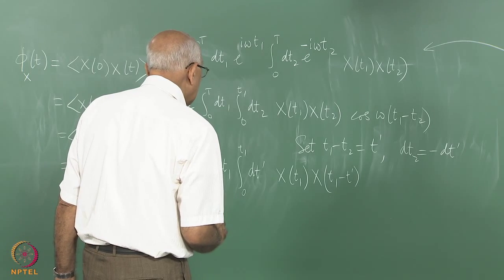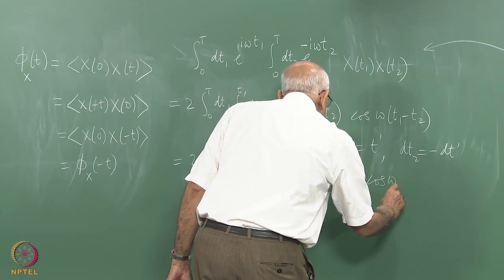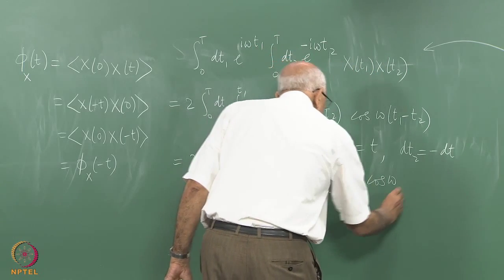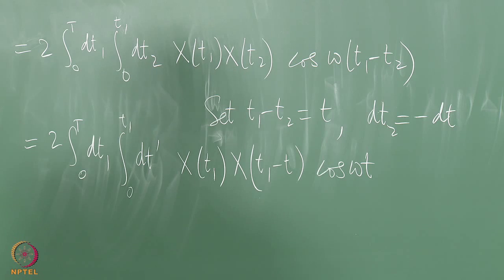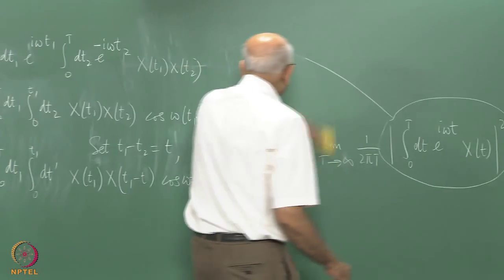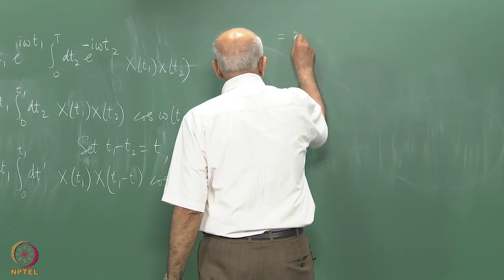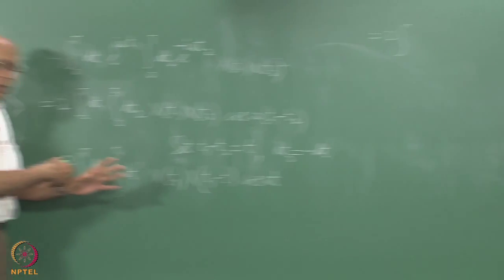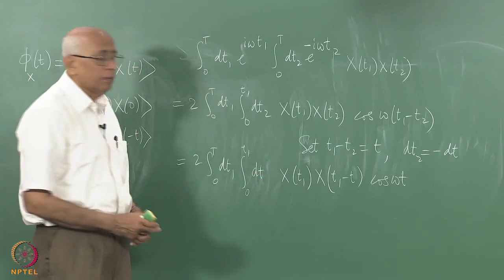Correct me if I am making a mistake, we have to be careful. It was x of t1 minus t prime, cos omega t prime. Let us set that equal to t, it is easier because it is going to come out on the left. So x of t1 minus t, cos omega t, simplifies the notation. Okay. Now let us interchange the order of integration. And what is this going to be if I interchange the order of integration? This is equal to twice the integral. Well, t1 runs from 0 to T, and t prime runs from 0 to t1. So if I interchange, t will run from 0 to T, and t1 will run from t to capital T.